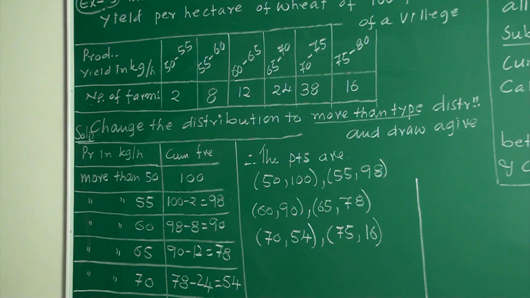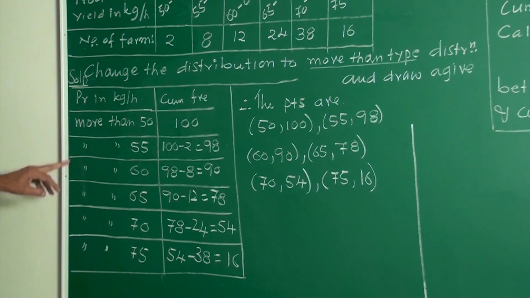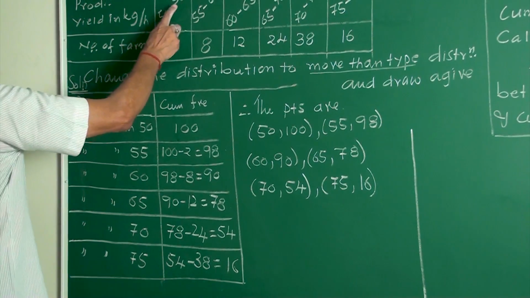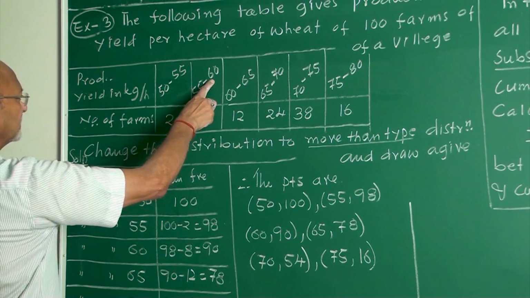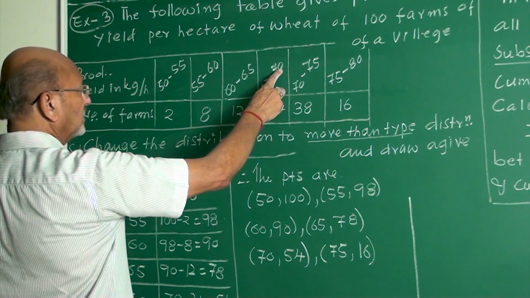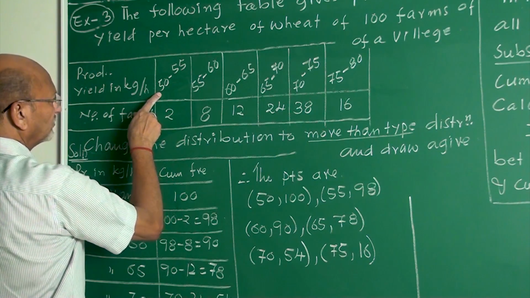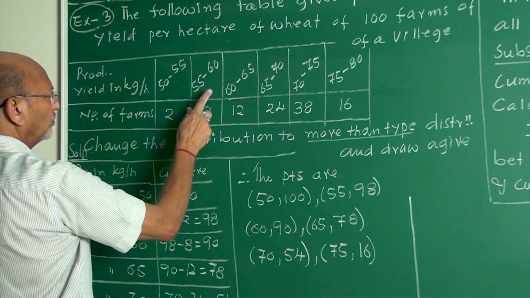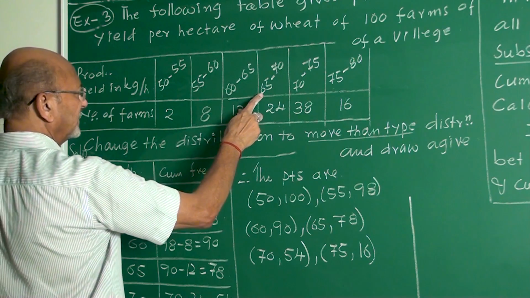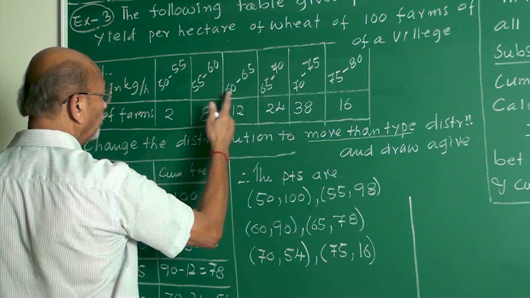First, what do we have to go with? The table of calculation. This is production in kg per hectare. More than 50, more than 55, more than 60, more than 65, more than 70, more than 75. We have to go only with the lower limits.